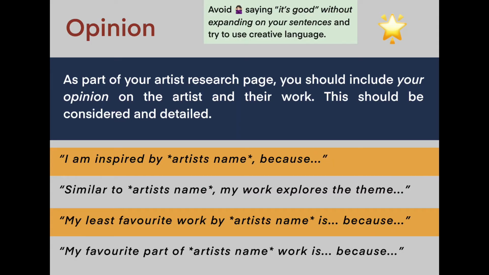And lastly, we want to hear your opinion about the artist's work. So avoid saying things like, it's good or it's nice without expanding on your sentences. Try to use creative language to show you're able to compose considered and detailed sentences. So for example, I am inspired by artist's name because, similar to artist's name, my work explores the theme. My least favourite work by artist's name is because, or my favourite part of artist's name work is because. Expanding on your opinion by saying because is what gets you the higher marks.